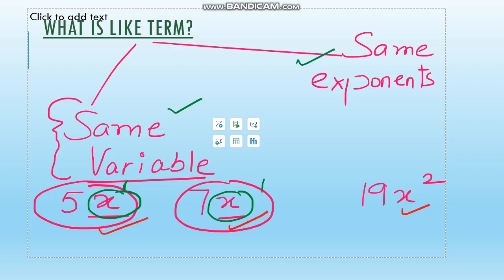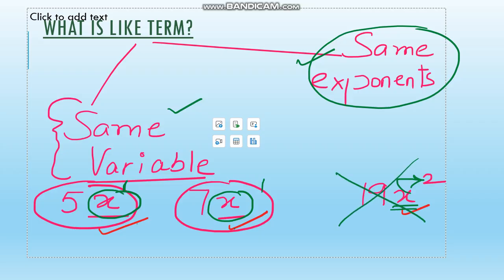Let's take the example of the third one. Here the variable is definitely x, but look at the power of x. It is square. So this is not complying with the rule of same exponents. So I will say 19x square is not a like term with 5x or 7x for that matter. So like terms are when we are talking about the same variable raised to the same exponent.